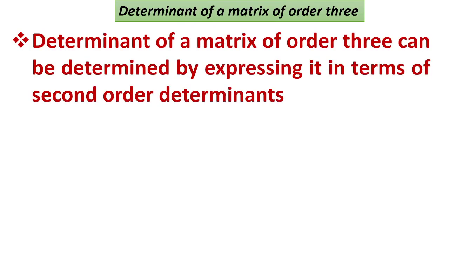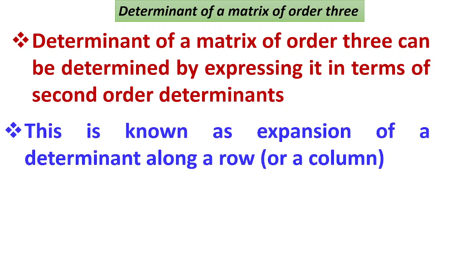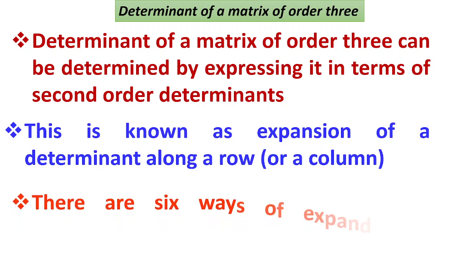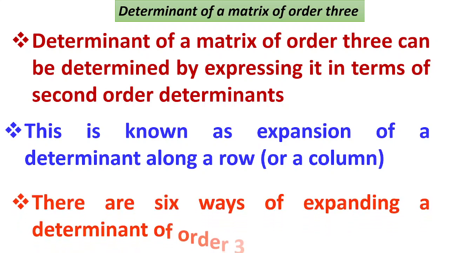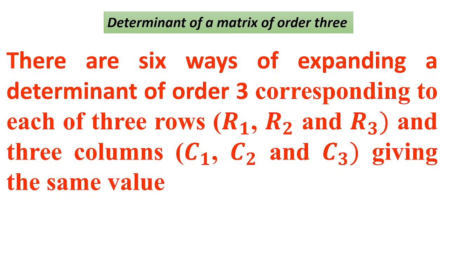Well, now let us go to a determinant of order 3. If it is order 3, it can be determined by expressing it in terms of second order determinants. This is known as expansion of a determinant along a row or column. There are 6 ways of expanding a determinant of order 3: first row, second row, third row, or first column, second column, third column. 3 plus 3, there are 6 ways. Now how to do it, let us see. There are 6 ways of expanding a determinant corresponding to each of the 3 rows and 3 columns. They will give the same value. It is left to you to select which row you are selecting to expand.